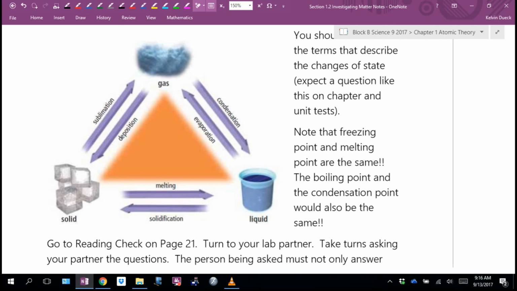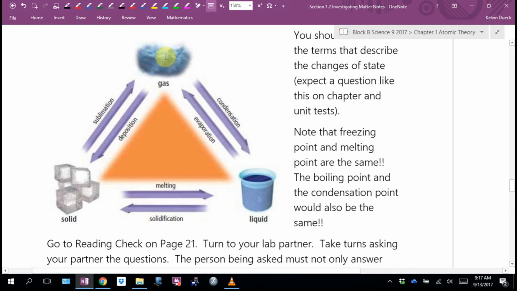Sublimation and deposition are the tricky ones. Now, deposition has the word deposit, which means, in my mind, to put something down. I have to remember that it's when a gas turns into a solid. Sublimation is when a solid turns into a gas. When it's really cold, ice can evaporate. That's what happens to your ice trays in your freezer. That's why ice trays slowly shrink over time. The ice cubes in the ice trays shrink over time. They've been sublimating. So I have tried to give you some ways to keep this straight.